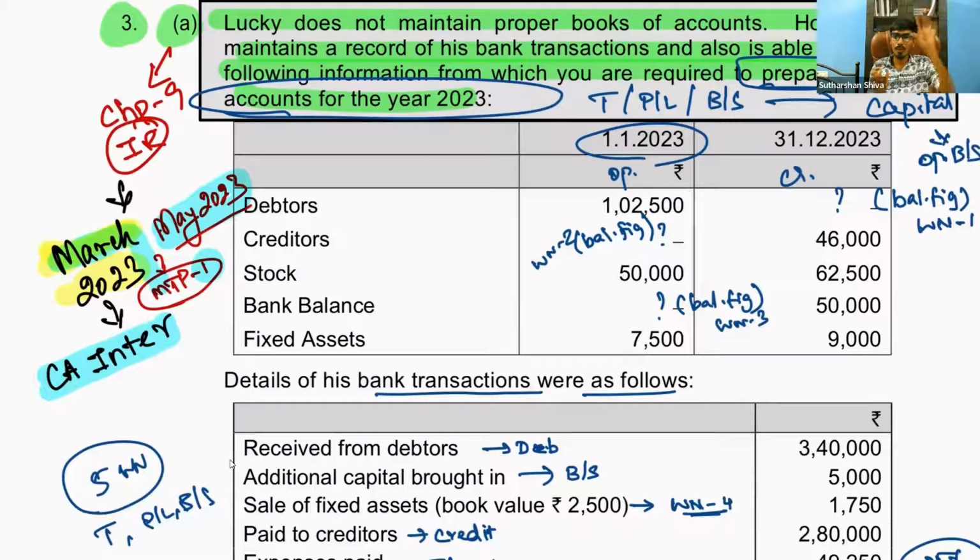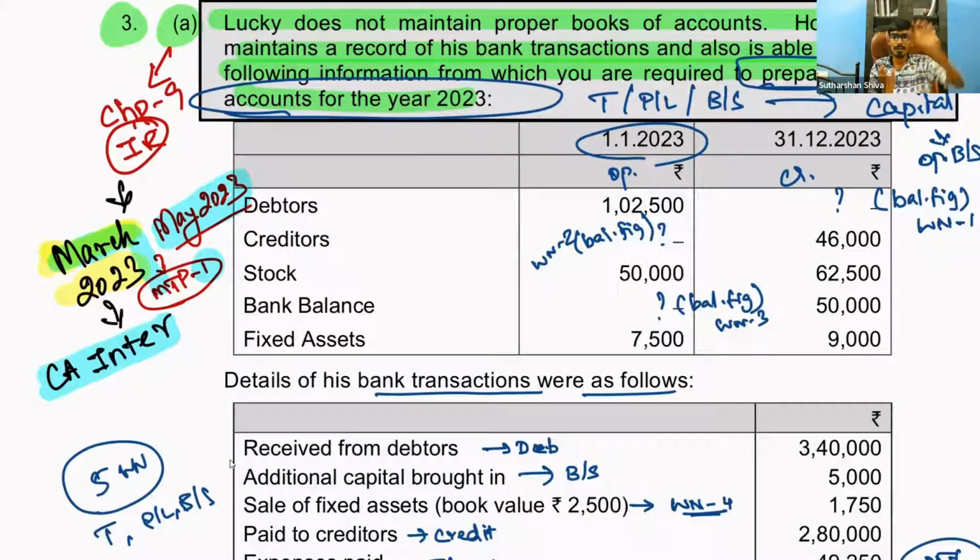46,000. Stock: opening inventory is also given, and closing inventory is also given. Opening inventory will come on the debit side of the trading account, and in the same way it will come in the opening balance sheet on the asset side. 62,500 is your closing inventory. Closing inventory will come on the credit side of the current year's trading account and on the asset side of the current year's balance sheet.